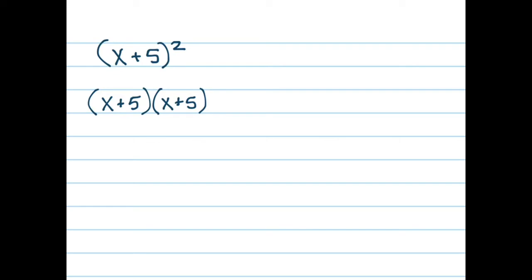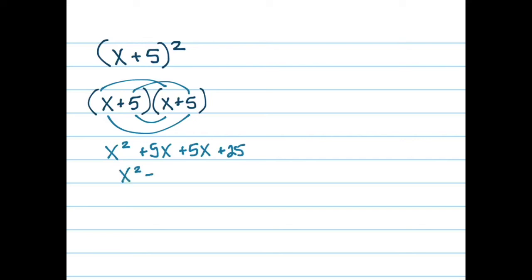Again, we do the same steps. X times x is x squared. Outside, positive 5x. Inside, positive 5x. And last is plus 25. So when I put this together, we're going to get x squared plus 10x plus 25.